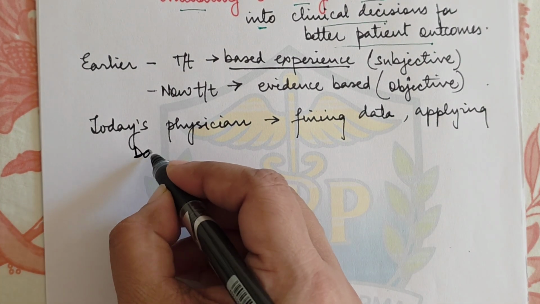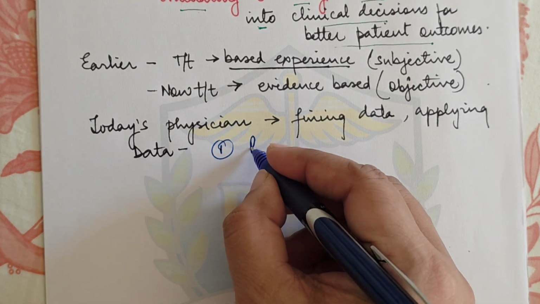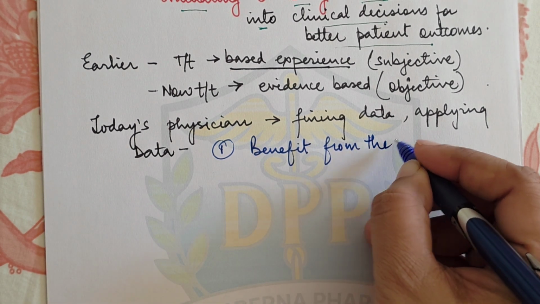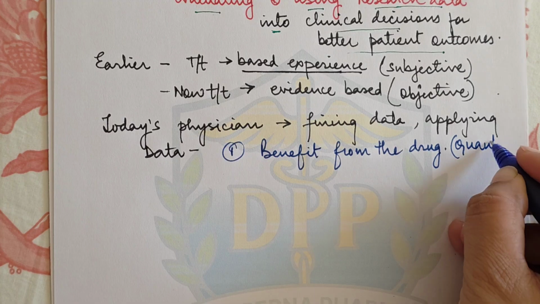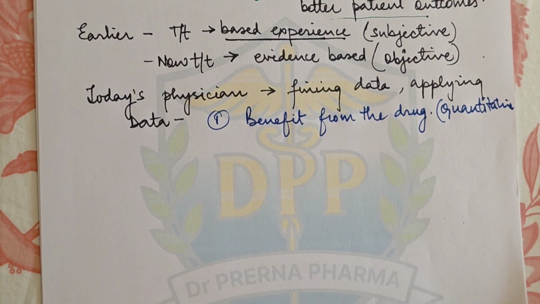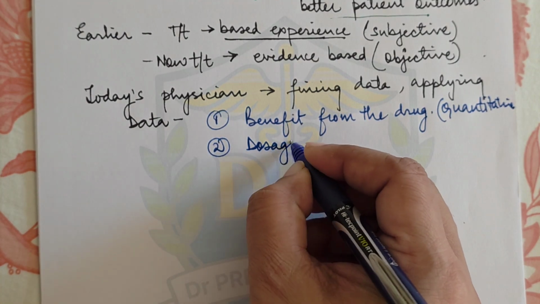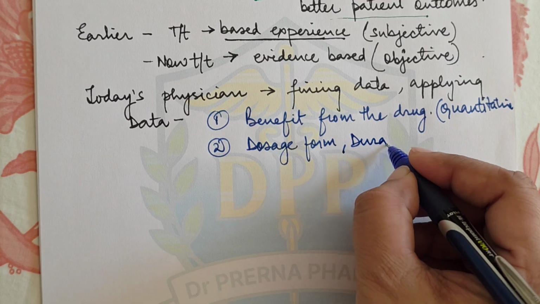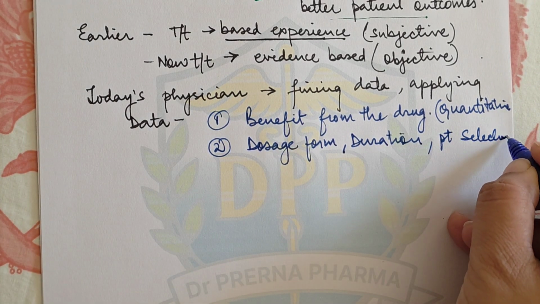What is the data that we need to look for? First of all, the benefit from the drug. How much benefit has been obtained from the drug, and that is usually quantitative. It is not qualitative. Quantitatively, what benefit the drug has given. The second thing is that from the data, we also take the dosage form: in what dosage form the drug was given, the duration for which the drug was given, and the patient selection, which patients were taken in the study, right?